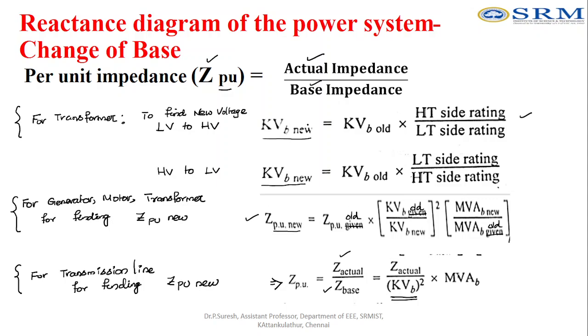So the value of the formula depends upon how the transformer is connected, from low voltage to high voltage or high voltage to low voltage. So after finding kVb new, that kVb new should be substituted here, and then we can calculate the Z per unit for the transmission line. So these are the formulas. Right. So using these formulas, we will take a problem.